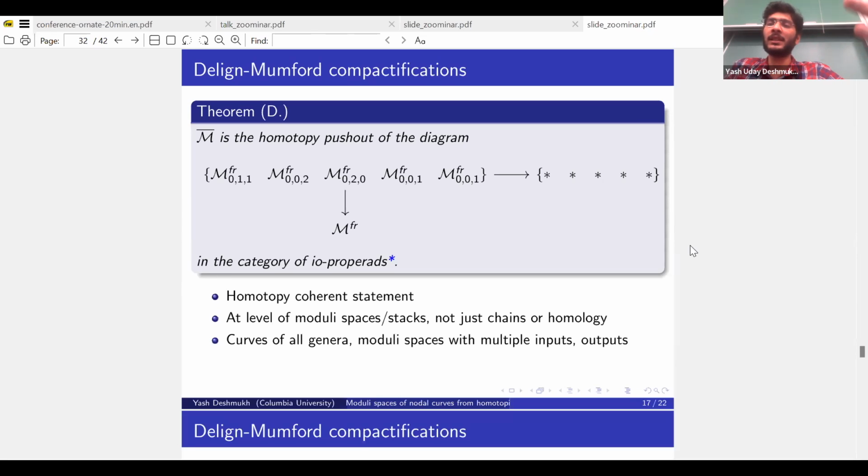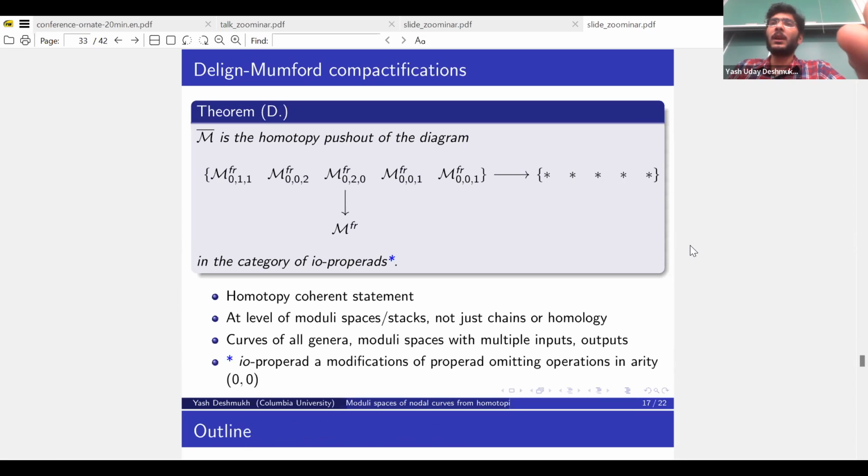And in fact, this fact that you need to allow multiple inputs and multiple outputs is necessary to be able to recover the entire Deligne-Mumford compactification. If you just work with operads, you only recover a certain subspace of the compactification given by curves whose underlying dual graphs are trees. But our statement recovers the whole moduli space.